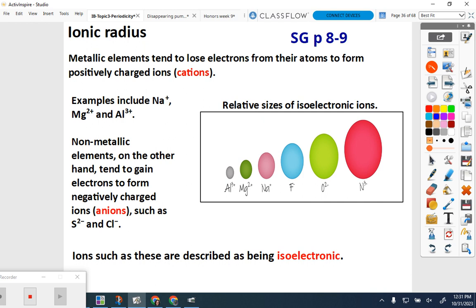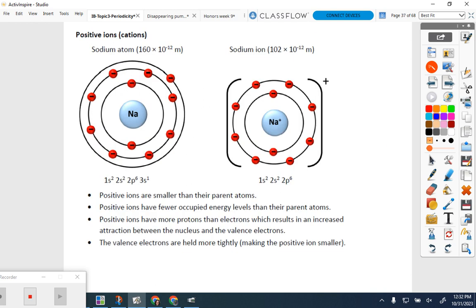We talked about this idea of isoelectronic species in the last topic. These ions are all isoelectronic with neon. So sodium will lose 1 electron, magnesium will lose 2 electrons, aluminum will lose 3 electrons, fluorine will gain 1 to be like neon, oxygen will gain 2, nitrogen will gain 3. This is actually not super helpful, but I do like what's in your study guide. In your study guide, they talk about the positive ions and the negative ions sort of separately.